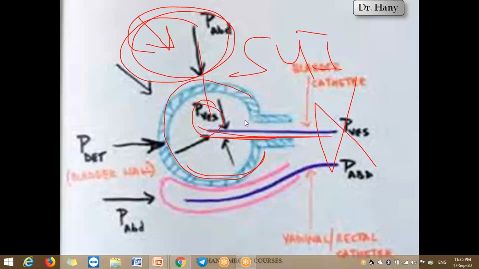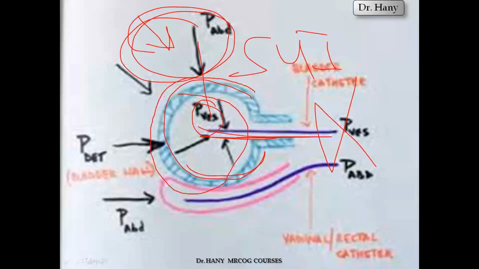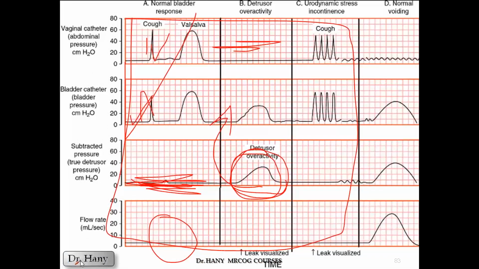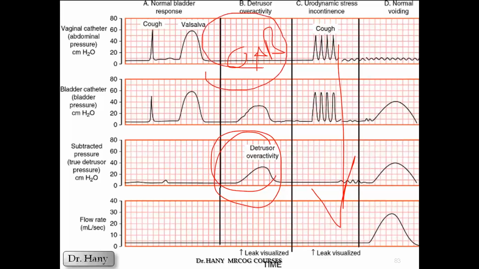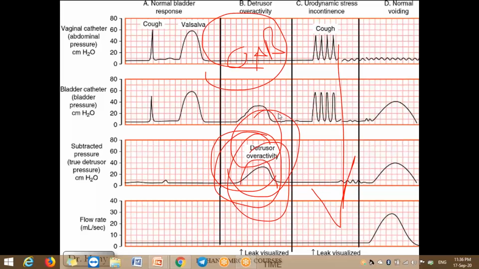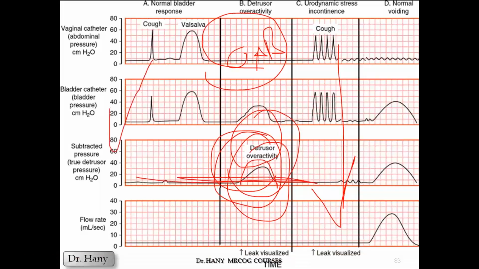If you find the detrusor muscle contracting, it is detrusor overactivity. If you have urodynamics, you will change the diagnosis: urodynamic stress incontinence or detrusor overactivity, not overactive bladder. Overactive bladder is a clinical diagnosis, symptoms and signs. Confirmed by urodynamics, it will be detrusor overactivity. Simply, look here. Detrusor muscle contracts, so it is detrusor overactivity. No contraction, so normal response, a clinical diagnosis.